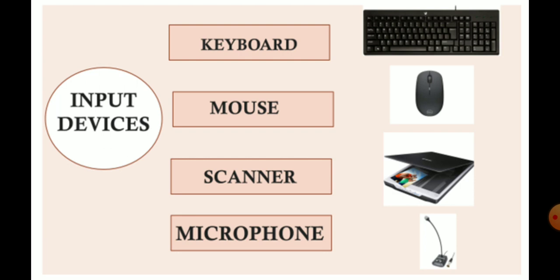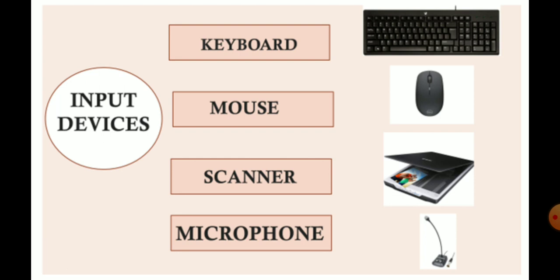A mouse lets us draw and paint as well. Now, there are two types of mouse: an optical mouse and a wireless mouse. An optical mouse has a red light under it.